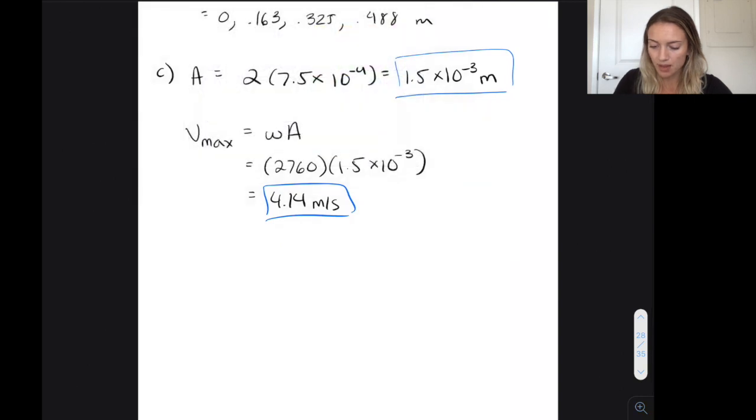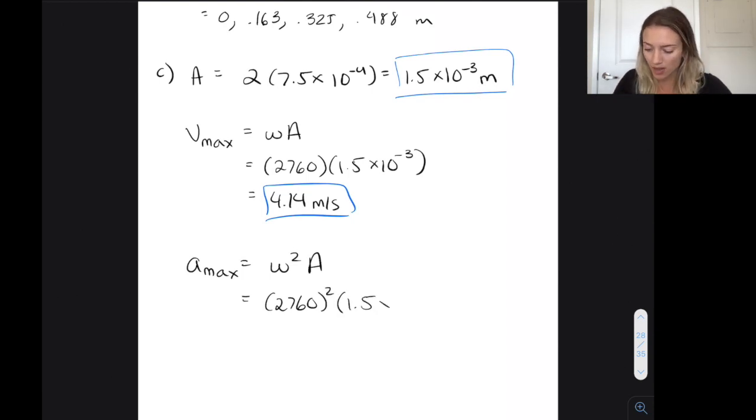All right. And then we want to find the maximum acceleration. So we can use the same equation from chapter 14, but for the acceleration. So we had a max was equal to omega squared times the amplitude. And we do the same thing, 2760 squared times the amplitude of the full standing wave, which is 1.5 times 10 to the negative 3.